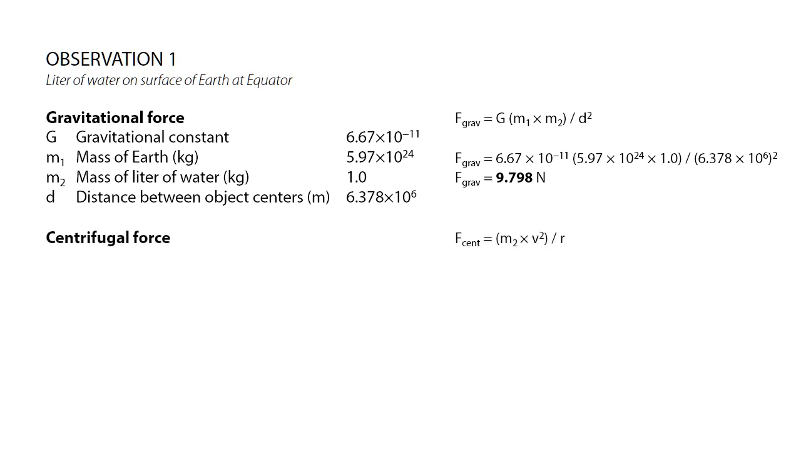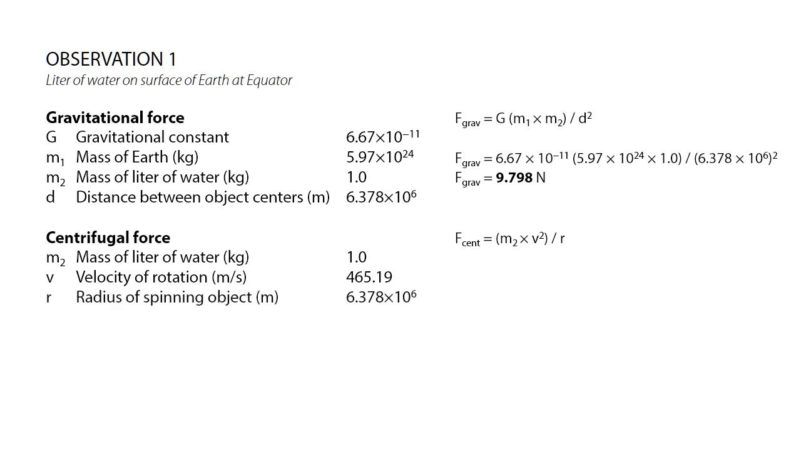Centrifugal force has its own formula. M sub 2 is the mass of a liter of water. The velocity of rotation is a bit over 465 meters per second. And r is the radius of the spinning object, in this case the Earth.